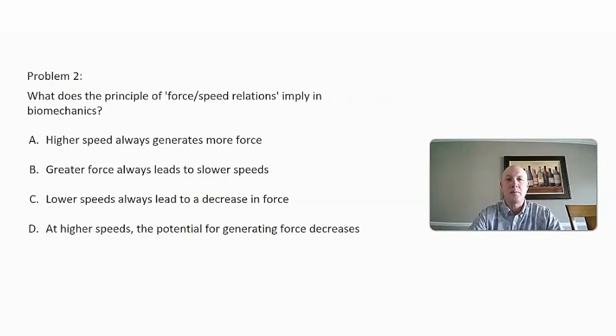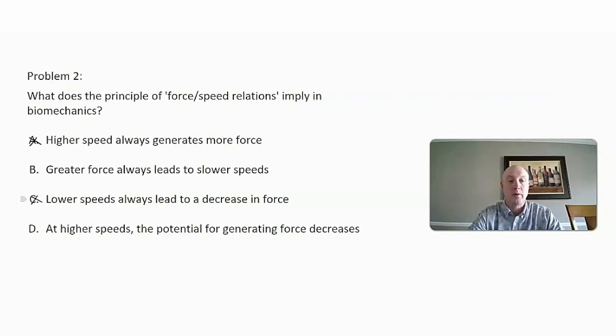All right, problem 2. How does the principle of force over speed relations apply in biomechanics? What they're talking about here is the force-speed curve, and there is an inverse relationship between force and speed. There are two answers here that have a direct relationship. So choice A is eliminated: higher speed always generates more force. That is a direct relationship, so that's eliminated. Choice C is also eliminated: lower speeds always lead to a decrease in force. So it would be between choices B and D.